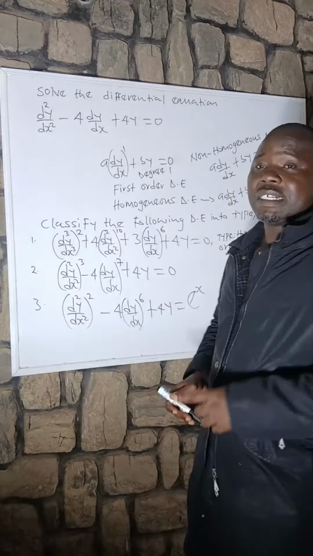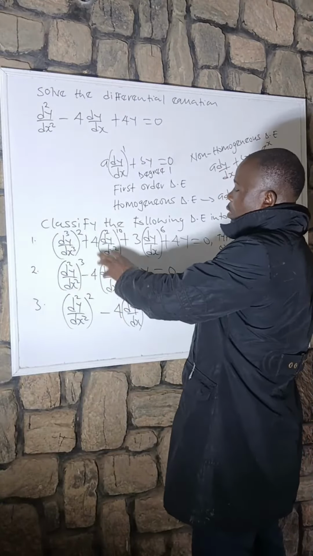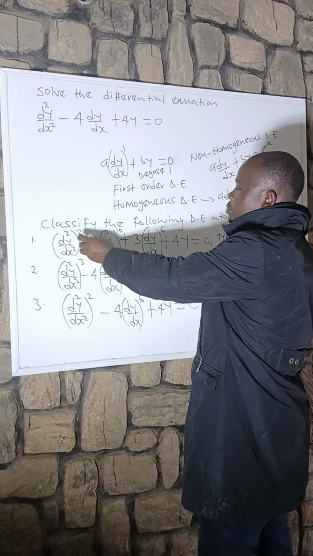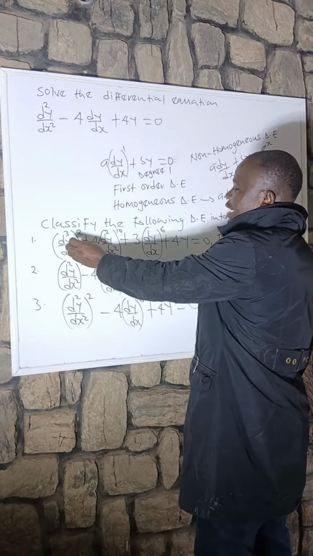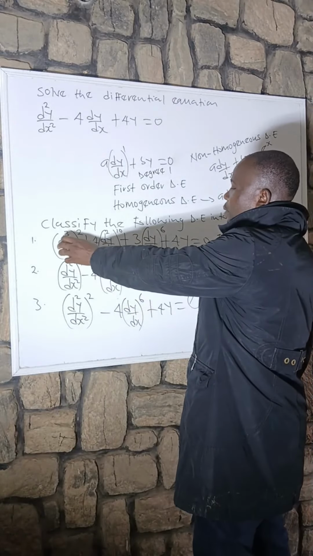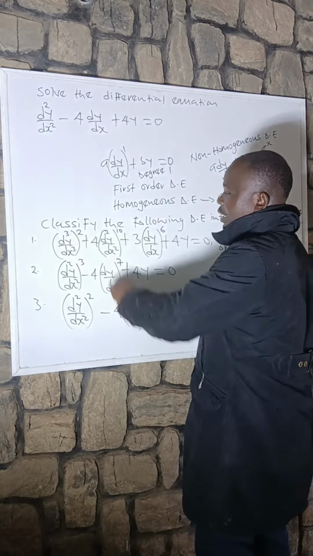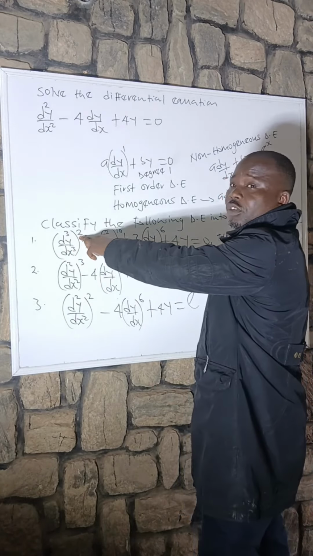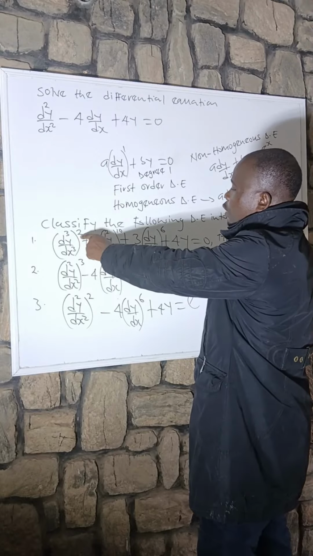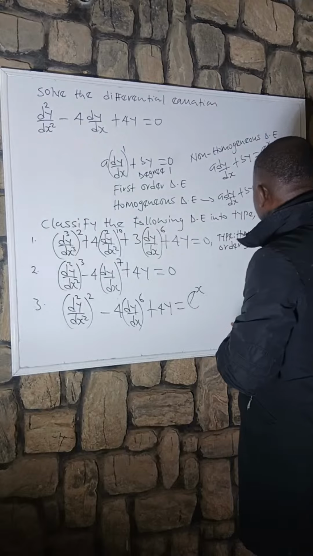It is not correct. Why? Because we pick the degree according to the highest order. So what is the highest order? The power of the highest order here is raised to power 2, true or false? So the degree of this differential equation is 2.